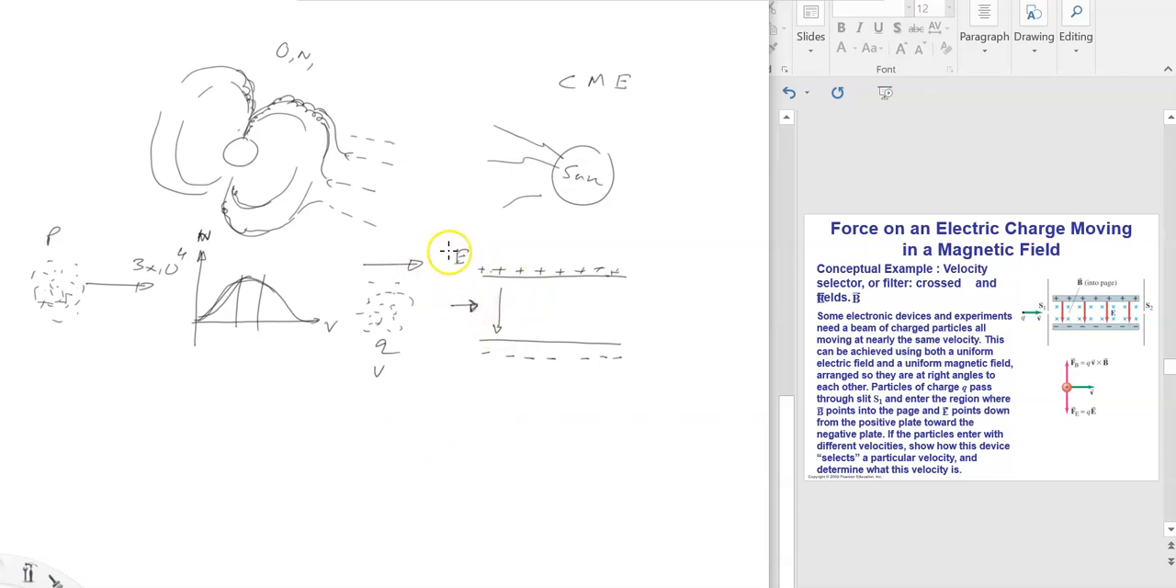Once a charged particle is in an electric field, it feels a force due to the electric field. We talked about this at the beginning of the semester. It's given by F equals qE. And if these are positive charges, the direction is downwards, right? The electric field is applying a force, so this F equals qE force is downwards. So they try to deflect these all downwards.